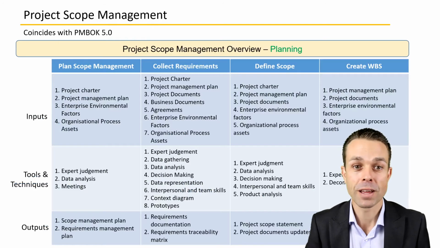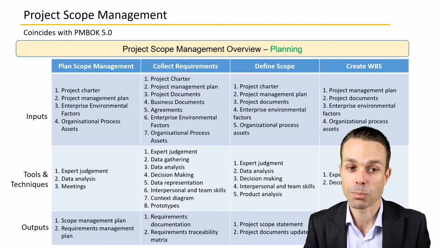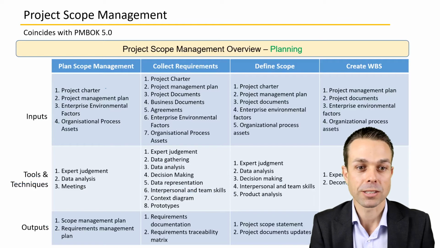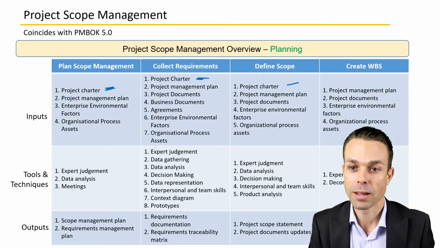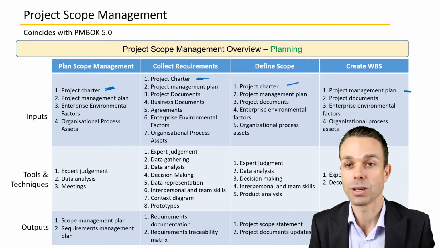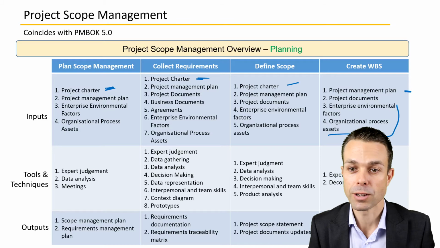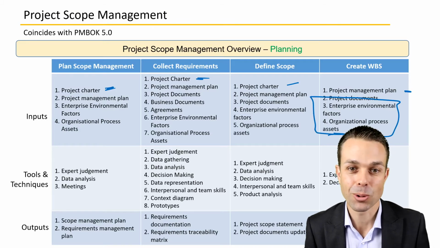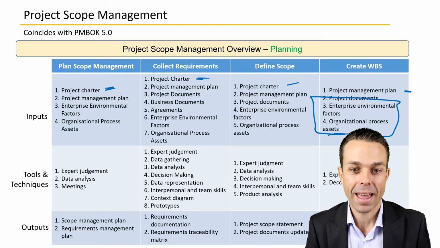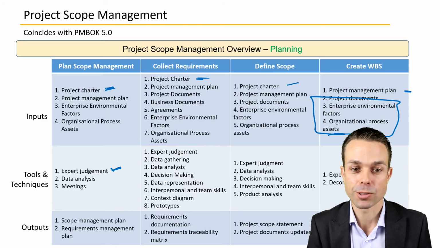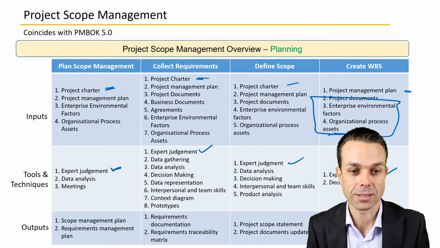There are a lot of inputs, tools and techniques and outputs that you'll see as well. The project charter comes up a lot for all of these particular ones. And of course, the project management plan is an input into all of these processes as well. You'll also see a lot of enterprise environmental factors and organizational process assets as an input into project scope. And of course, expert judgment, you'll see a lot of as well. Look at all of those for all of the processes there.